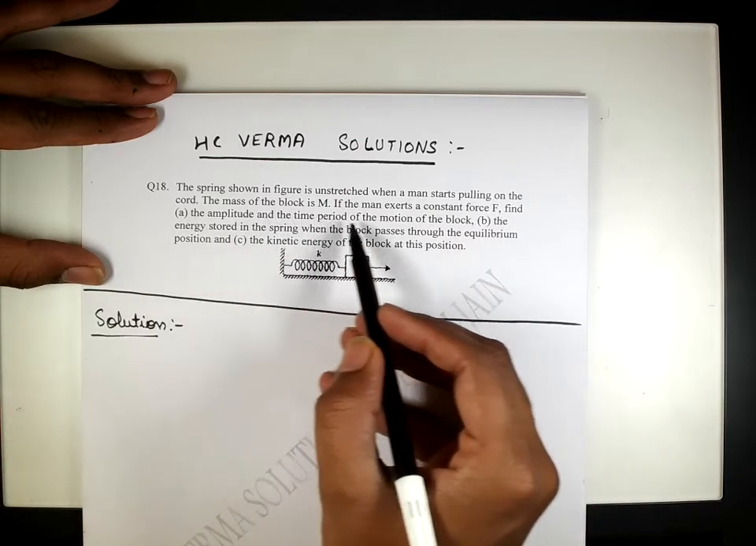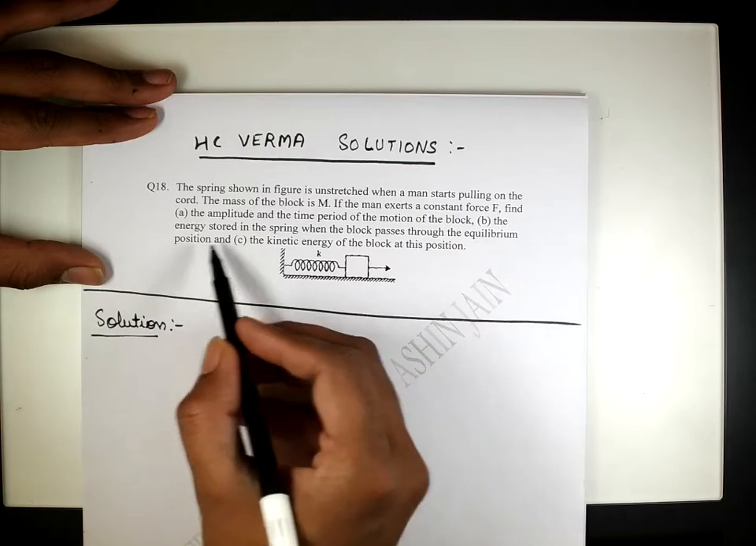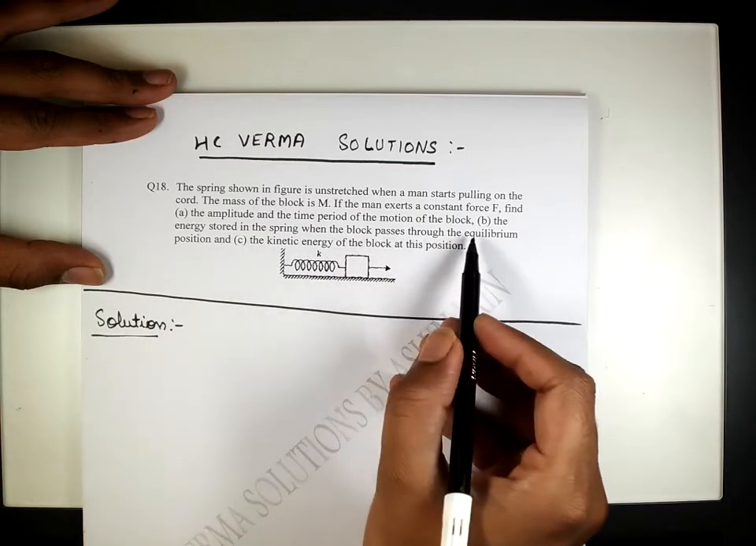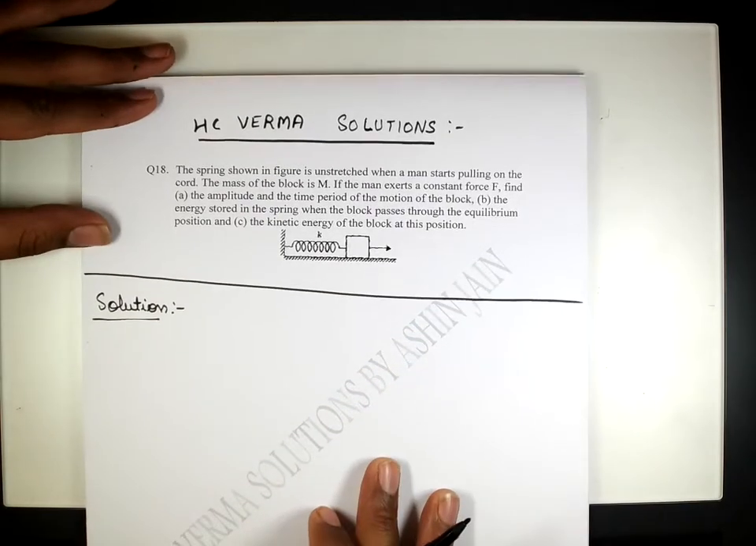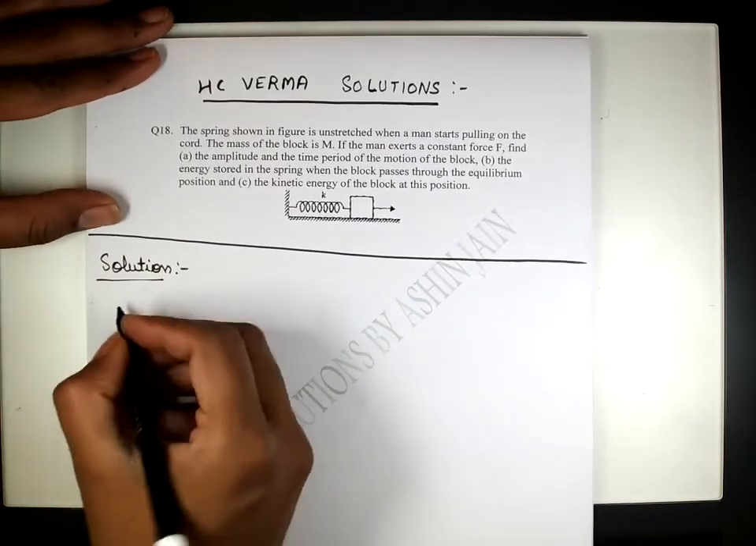The amplitude and the time period of the motion of the block, B. The energy stored in the spring when the block passes through the equilibrium position, and C. The kinetic energy of the block at this position. Now let's consider this case one by one.